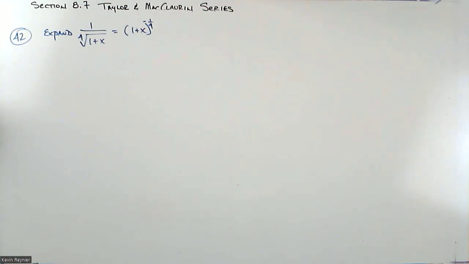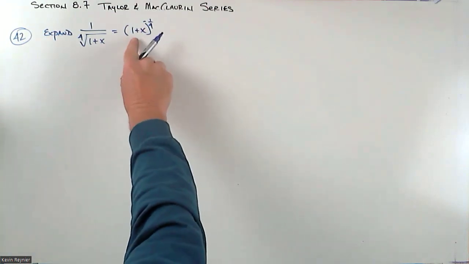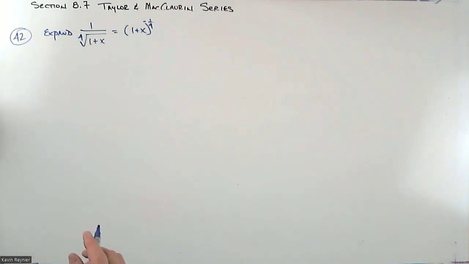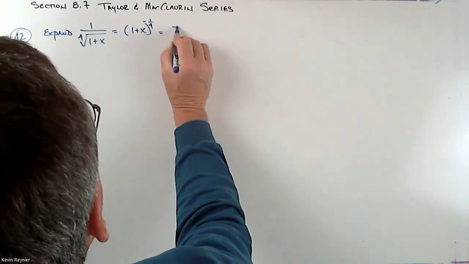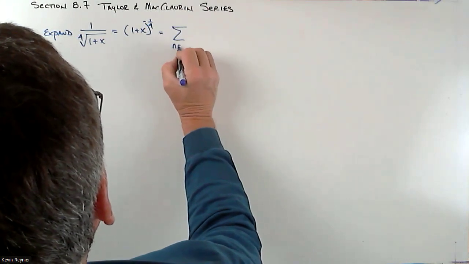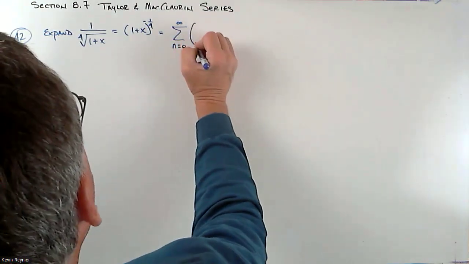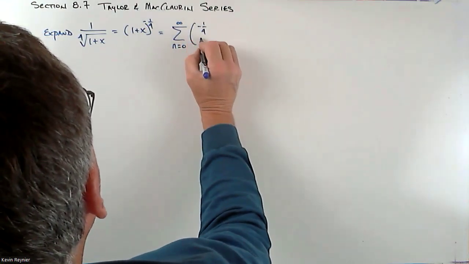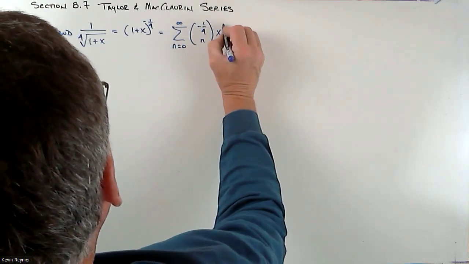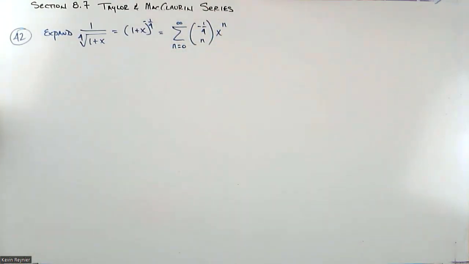Now, we have the power series expansion for 1 plus x to a power. We know that's equal to sigma n equals 0 to infinity, whatever the power is, in this case negative 1/4, choose n, x to the n. And that just comes from table 1 again, or our knowledge of the power series expansion of 1 plus x to the k.